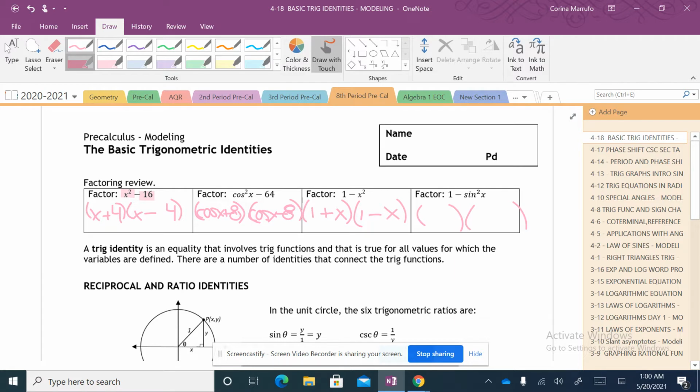Okay. So then when we do this with the sine, we have 1 times 1 is 1. And to get sine squared of x, we do sine of x times sine of x. And one will be plus and one will be minus. And that's it.